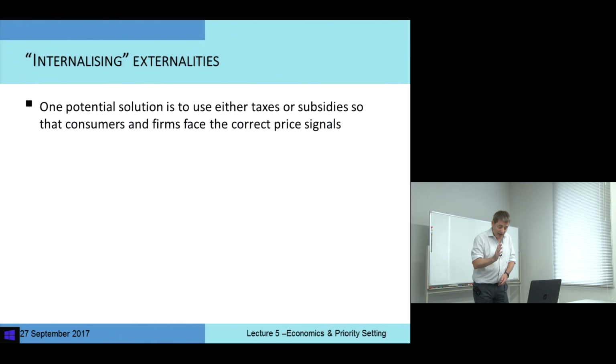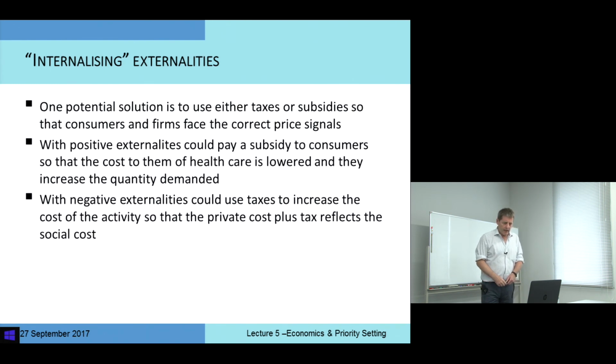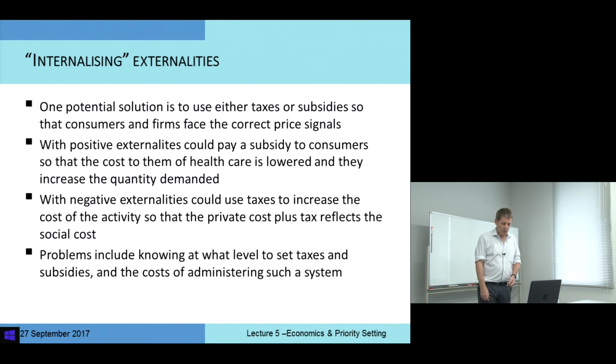So there are ways of internalising externalities, and one solution is either to tax the activity, the negative externality activity, or to subsidise the good activity, the positive externality. And so you're ensuring that individuals, firms and consumers get the right price signal. Because the problem here is they're getting the wrong price signal just now. Yeah, so I won't dwell on that. That's just putting it in words.